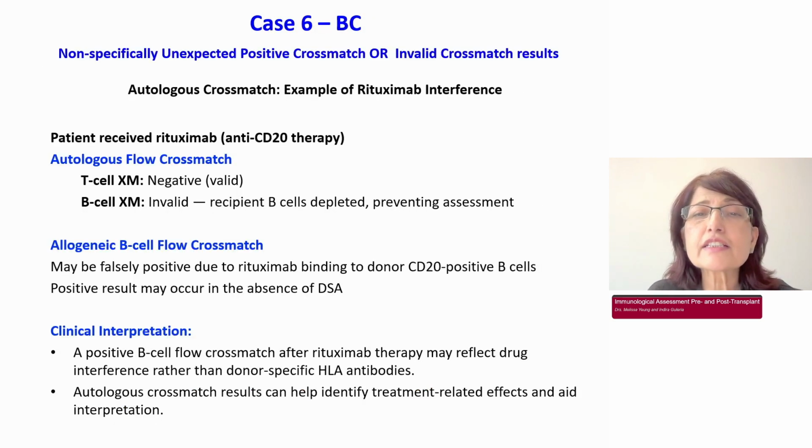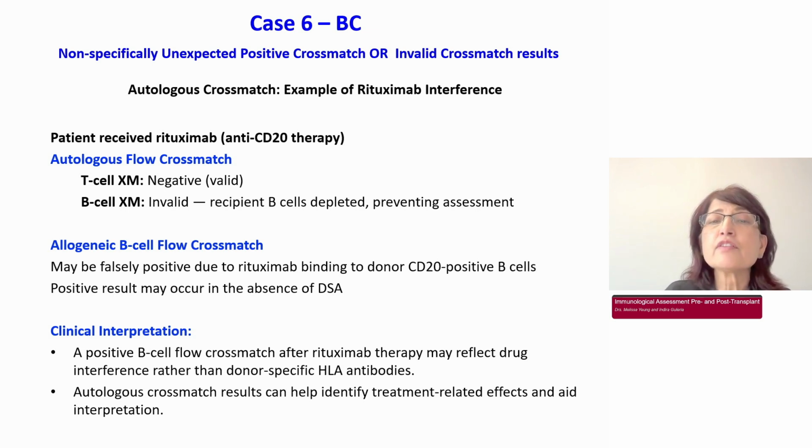Now we're going to the last case, which is a case where unexpected positive cross-match due to interfering substance, which could be your immunosuppressive agent. For example, if your patient is on rituximab, you could do autologous flow cross-match. Rituximab mechanism of action is multitude. However, one of them is the recipient B cells will be depleted. So autologous T cell cross-match was performed, B cell we could not perform. That is telling you that patient serum has rituximab.